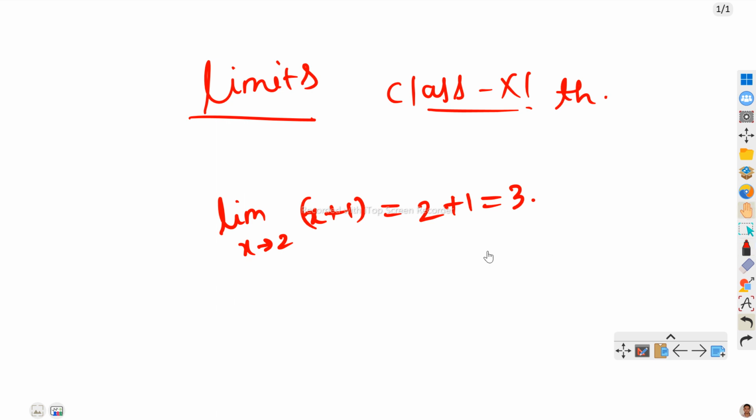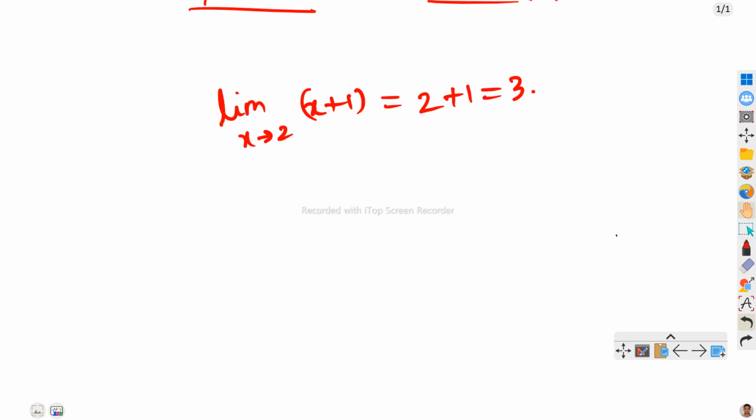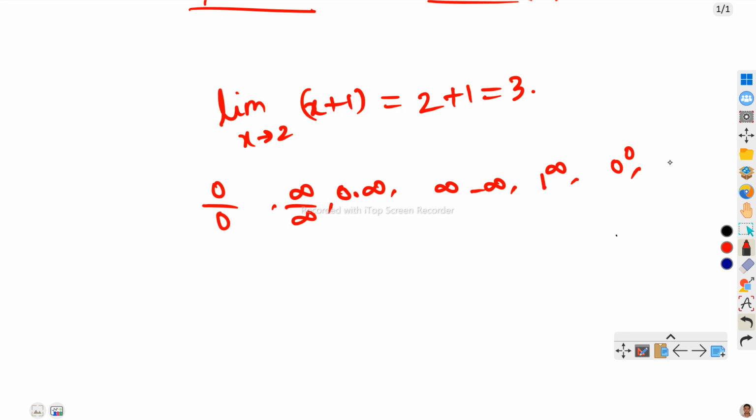What are the indeterminate forms? The indeterminate forms are 0 upon 0, second infinity upon infinity, third 0 into infinity, fourth infinity minus infinity, and fifth 1 raised to power infinity, 0 raised to power 0, and infinity raised to power 0. These are indeterminate forms.